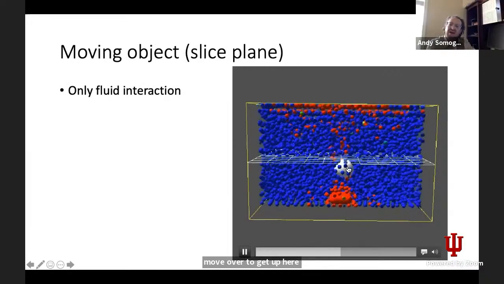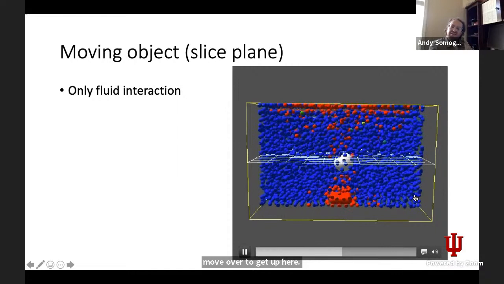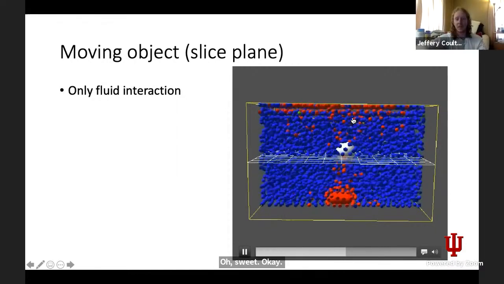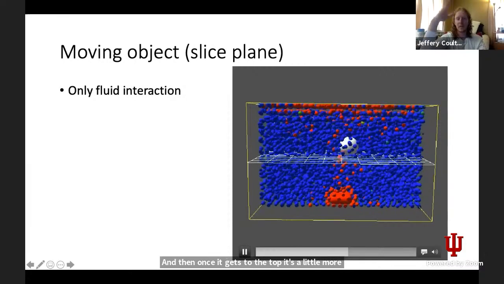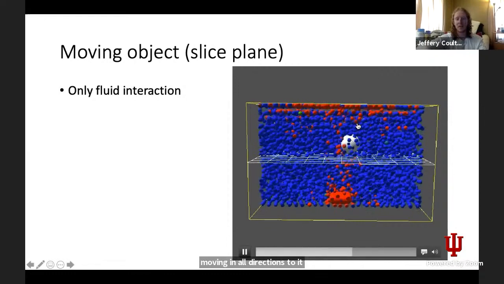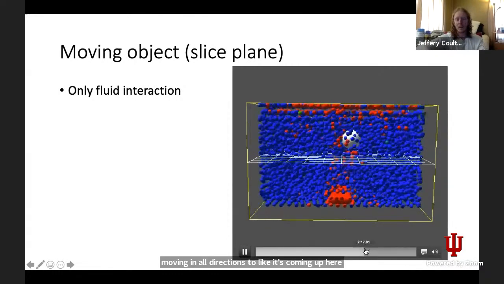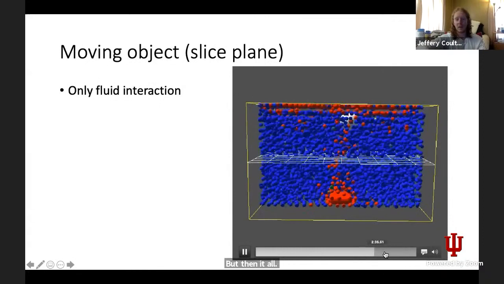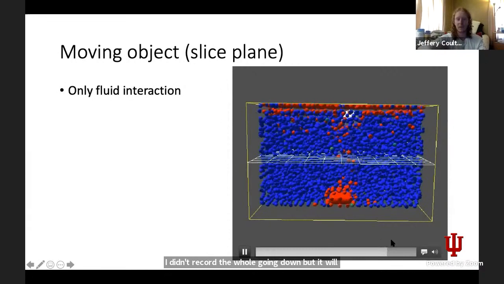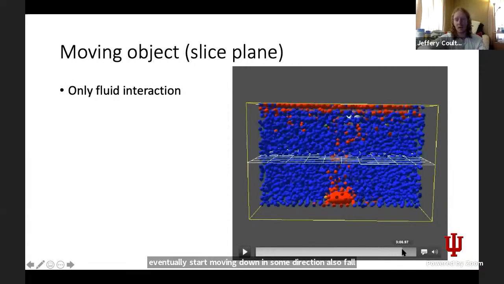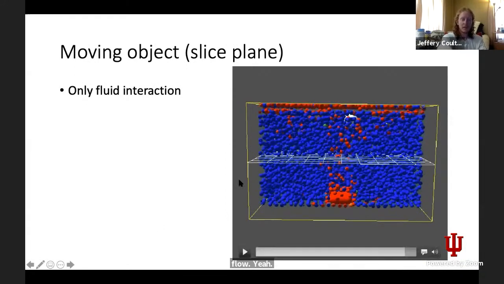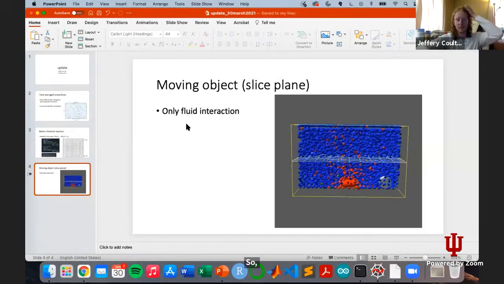Oh, cool. Pushes. Oh, sweet. Once it gets to the top, it's a little more random which direction it will go, because there is flow moving in all directions. As it's coming up here, it's moving to the side. I didn't record the whole going down, but it will eventually start moving down in some direction, also following the streamlines of the flow. Yeah, so this is what I have now.